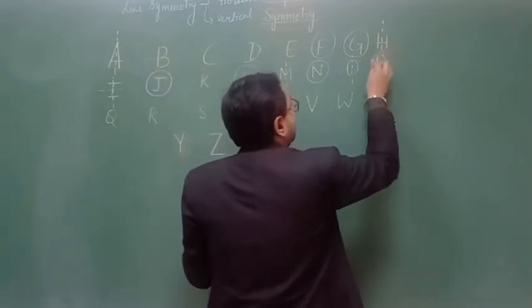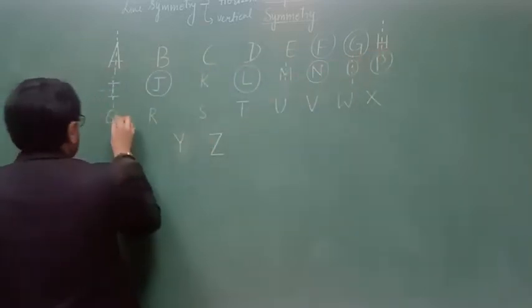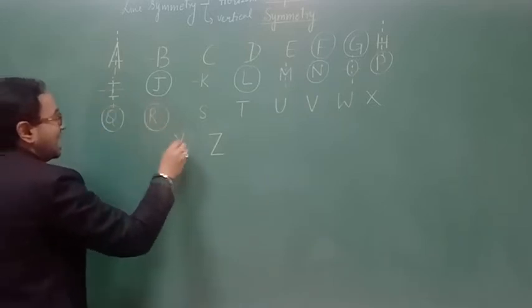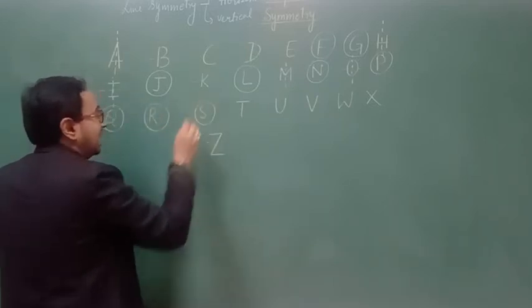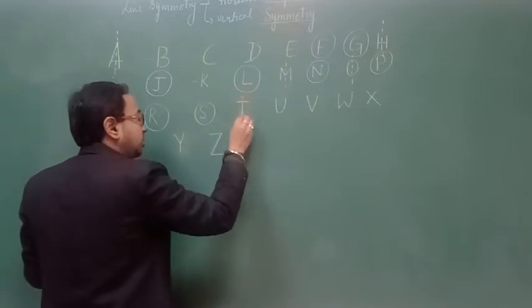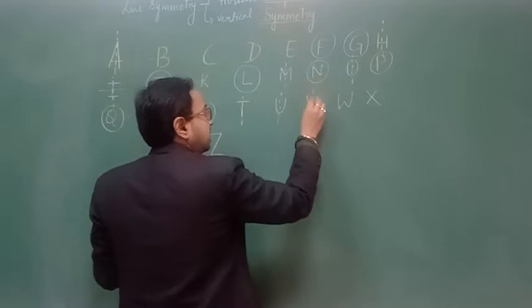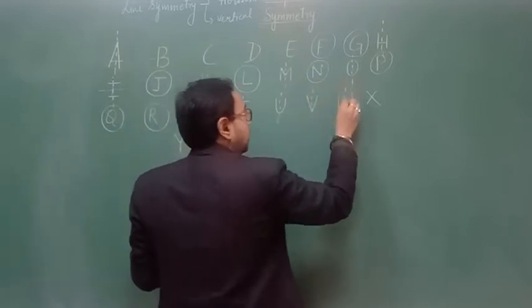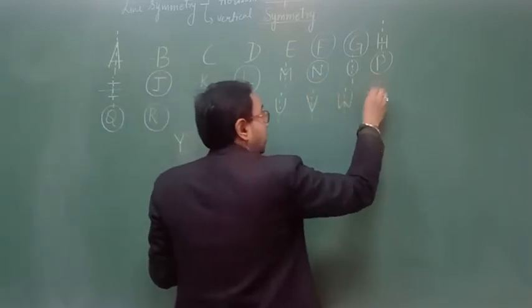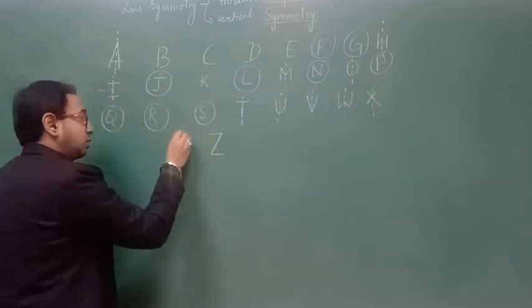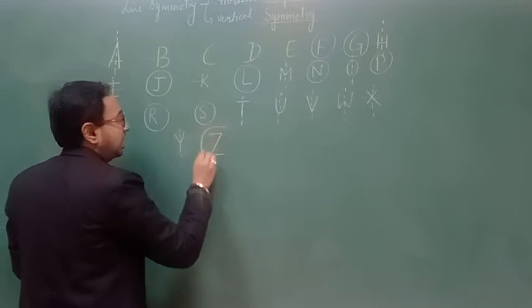P, no line of symmetry. Q, no line of symmetry. R, no line of symmetry. S, no line of symmetry. T, vertical line of symmetry. U, vertical line of symmetry. V, vertical line of symmetry. W, vertical line of symmetry. X, vertical and horizontal both. Y, vertical line of symmetry, and Z is not having any line of symmetry.